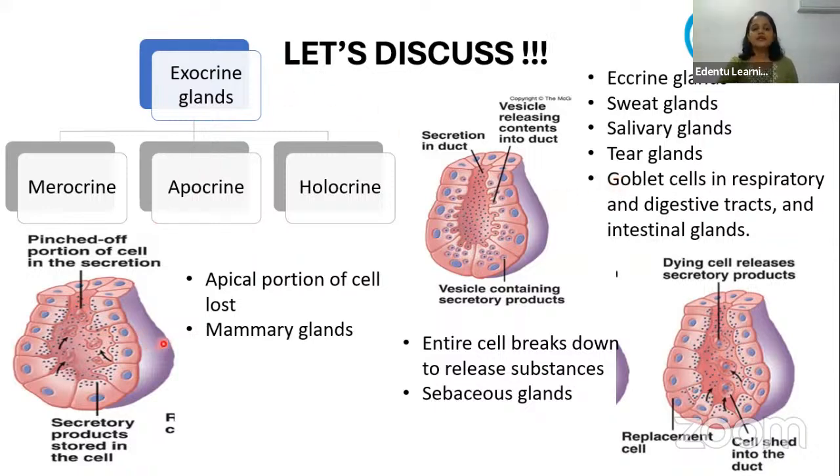Now, another type of secretion that is given in the question here is the apocrine secretion. This is an example of an apocrine secretion. You can see this is a secretory unit, and these are the individual cells here.